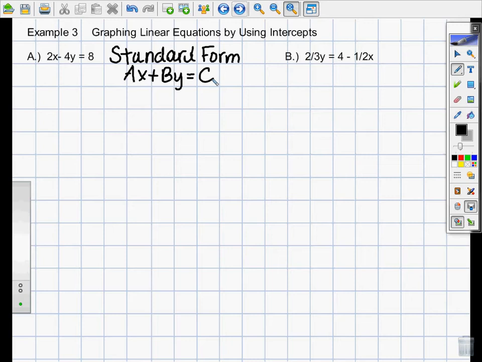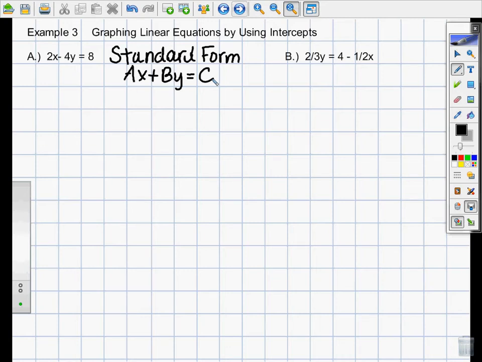Okay, what we're going to do is a strategy called the cover-up method. We're going to cover up one of the values and we're going to find the other one. If you don't remember this, go back and look at example 1, letter B, where I explained that in that part of our video series.